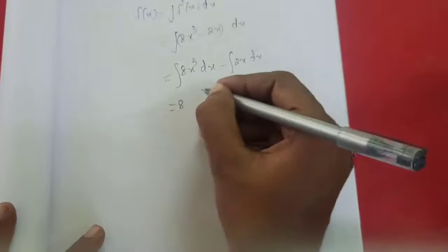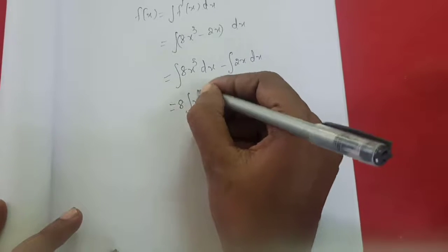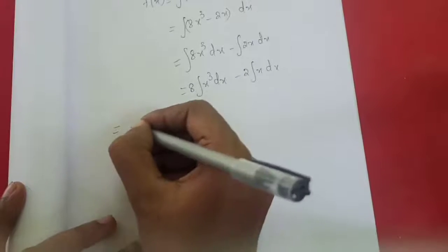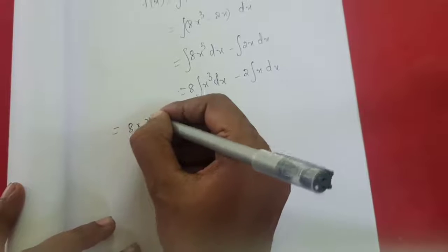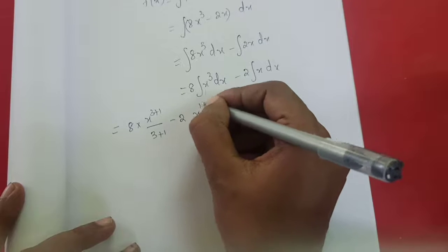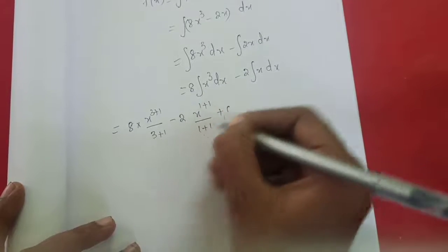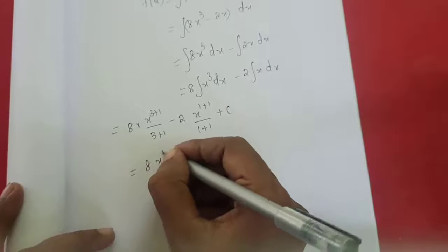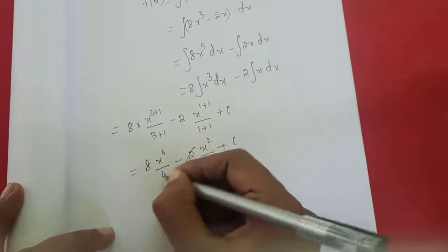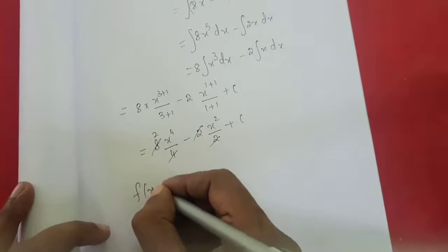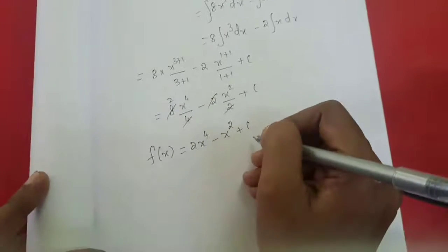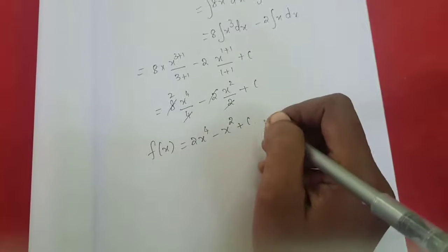So 8 is a constant, x cube dx minus 2 into x dx. So that's equal to 8 into integrated x power 3 plus 1 divided by 3 plus 1 minus 2 into x power 1 plus 1 divided by 1 plus 1 plus c. That's equal to 8x power 4 by 4 minus 2x square by 2 plus c. So this 2 will get cancelled, this also. So what's the balance? f of x is equal to 2x power 4 minus x square plus c. So here only one constant, c. C is a constant, so we need to find only the c value.